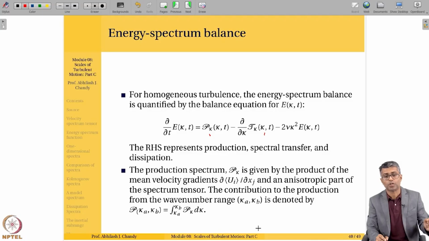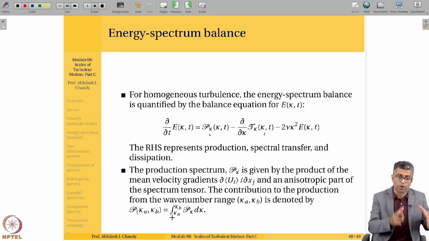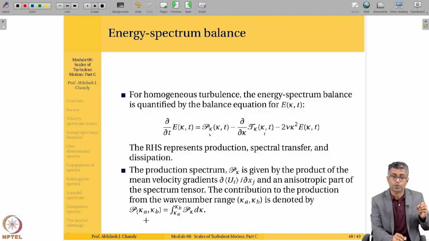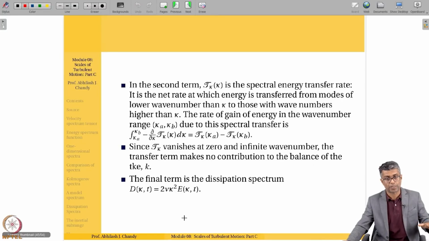Let's see what it means. Just like you have a dissipation spectrum and an energy spectrum, you have a production spectrum as well. The contribution to the production in the wave number range kappa A to kappa B is given by the integral from kappa A to kappa B of the production spectrum, P of kappa, d kappa. All right, so that's production.